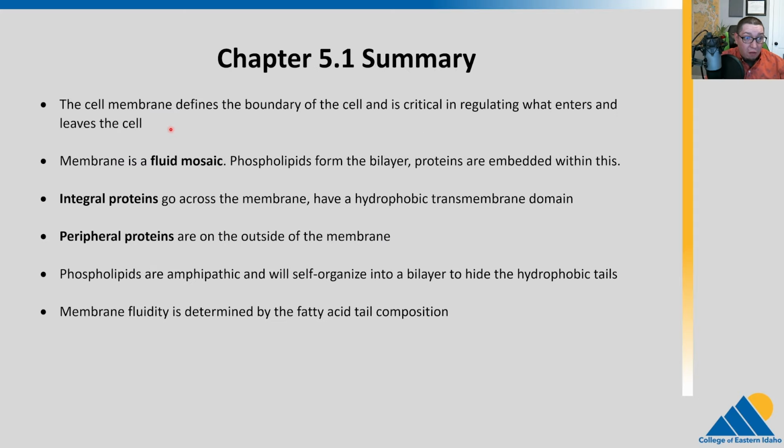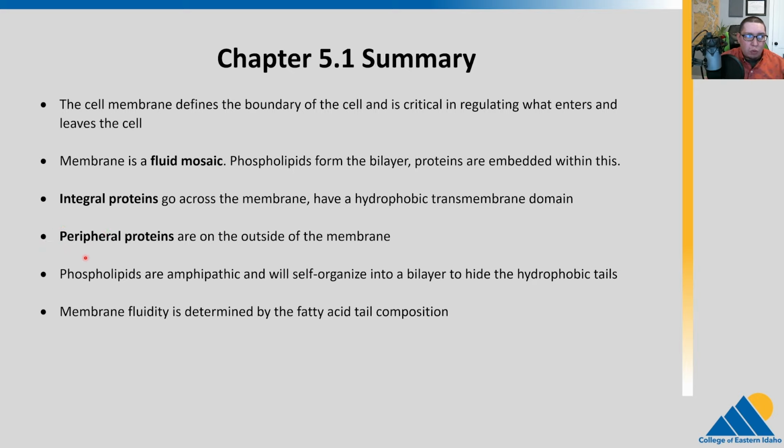All right, so we've covered the structure of the cell membrane now. It is defining the boundary of the cell. Everything outside is outside the cell. Everything inside is inside the cell. And it's critical in regulating what comes in and goes out of the cell. The membrane itself, the phospholipids, are a sort of fluid mosaic. They form a bilayer with lots of proteins embedded within them. We have integral proteins that go all the way across the membrane. Those have to have a hydrophobic transmembrane domain. Then we have peripheral proteins that are found on the outside only of the membrane.